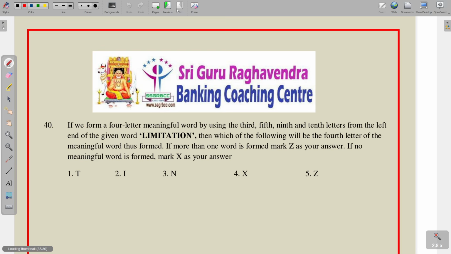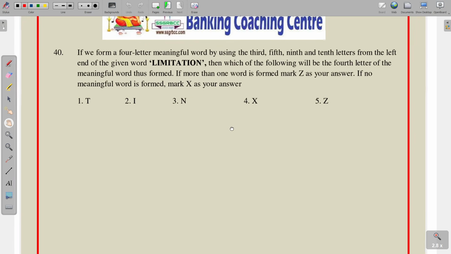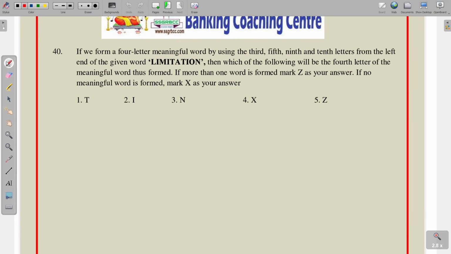Next, question number 40, the last question. See, if we form a 4-letter meaningful word by using the 3rd, 5th, 9th and 10th letters from this word, what are the 3rd, 5th, 9th and 10th? So the 3rd, 5th, 6, 7, 8, 9 and 10, that is M, T, O, N. So by using these letters, how many meaningful words can be formed? By using M, T, O, N we can't make any meaningful word.